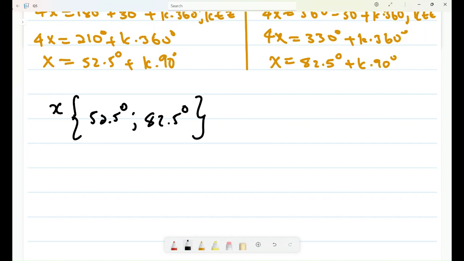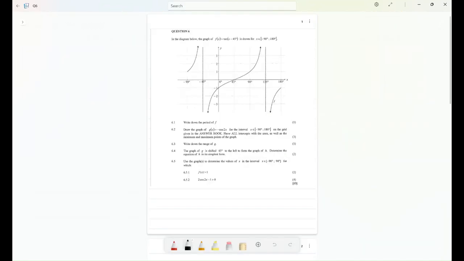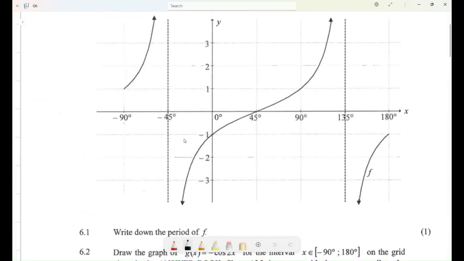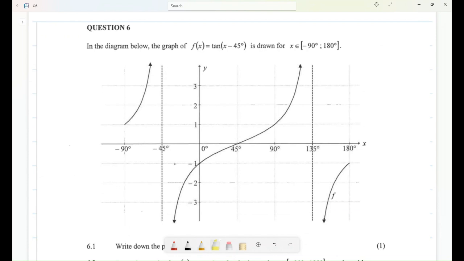Now I want us to move on to question 6, which is trig functions. I'm given, in the diagram below, the graph of f of x, which is tan of x minus 45, drawn on the interval negative 90 to 180. I want you to see this.